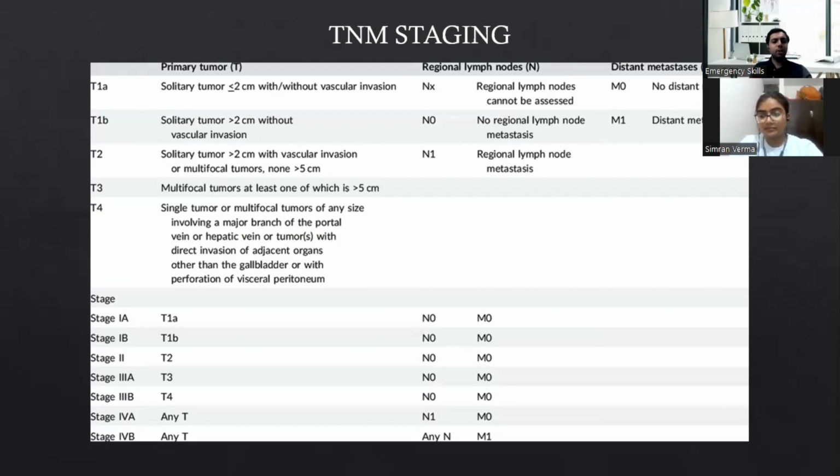Then we have the solitary tumor, multifocal tumors at T3, T4, and N: N0 is no lymph node metastasis, and N1 is lymph node metastasis. We do the staging with all this: 1A, 1B, 2, 1C. With all the staging, we can get how we have to proceed, whether surgery is the choice, or chemotherapy or radiotherapy is the choice. You have to check by your TNM staging only.